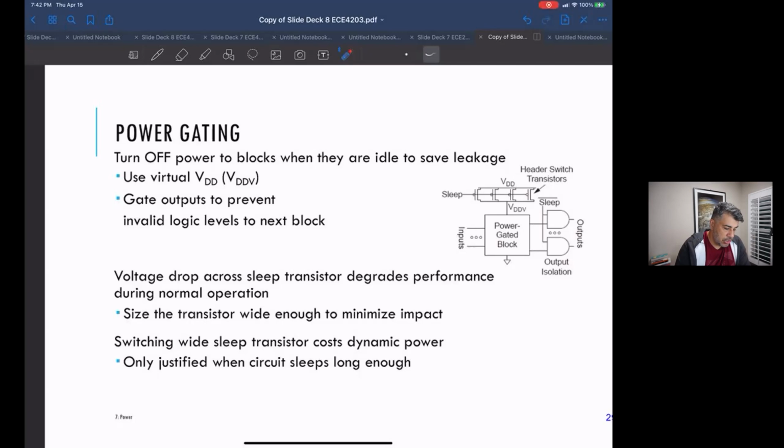Okay, guys, that's all I was going to talk about in terms of power consumption. Any questions there?